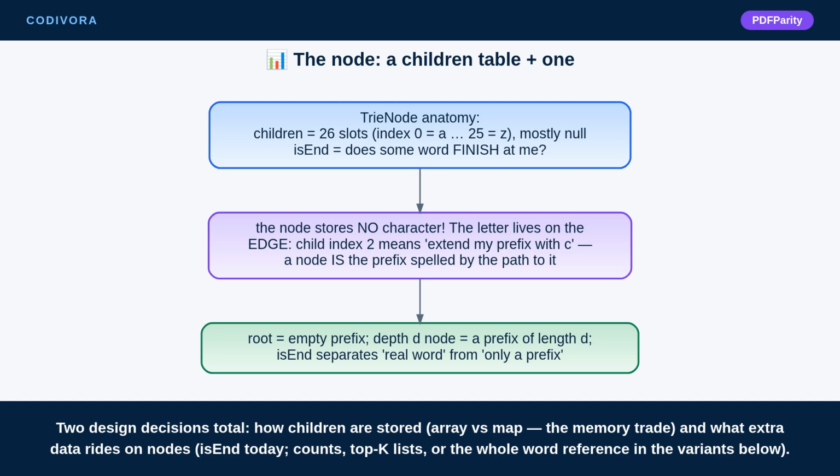2 design decisions total. How children are stored, array versus map. The memory trade, and what extra data rides on nodes, is in today's variants. Counts, top K lists, or the whole word reference in the variants below. Trace the arrows on screen slowly. That single picture is the whole idea in one glance.